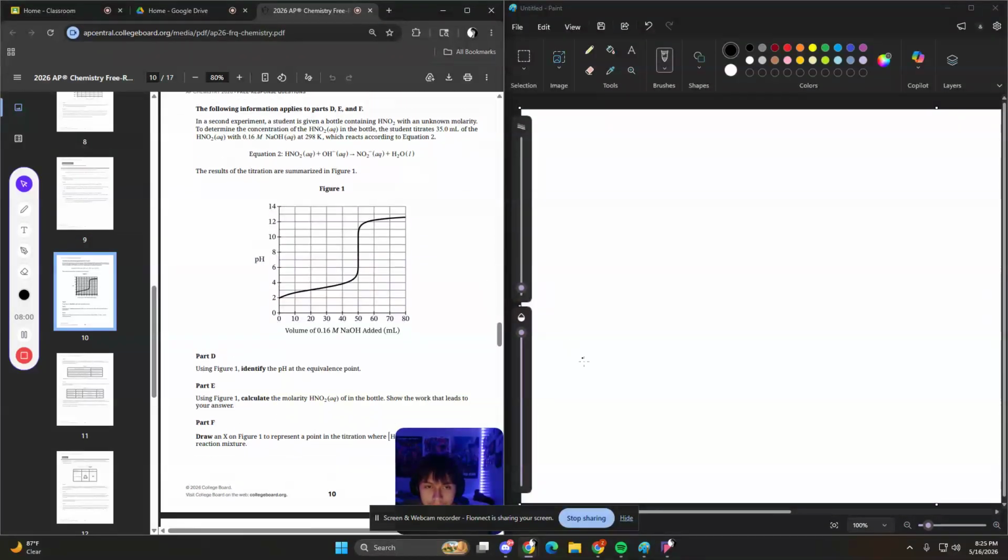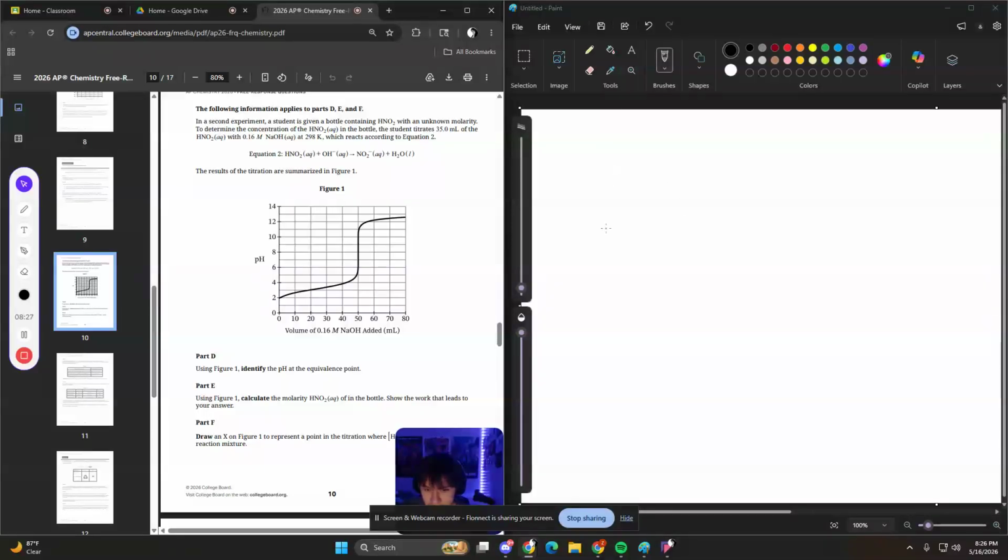Let's move on. Part D. In a second experiment, a student is given a bottle containing nitrous acid with an unknown molarity. To determine the concentration of the nitrous acid in the bottle, the student titrates 34 milliliters of the nitrous acid with 0.16 milliliters of sodium hydroxide at 298 Kelvin, which reacts according to equation number 2. Equation 2.